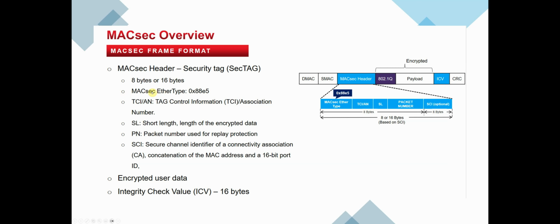And the MACsec EtherType is always set to 88E5. That's how the upper layers know that this is a MACsec packet. And as I said again, the integrity check value, ICV, is 16 bytes here. It's at the very end of the packet.